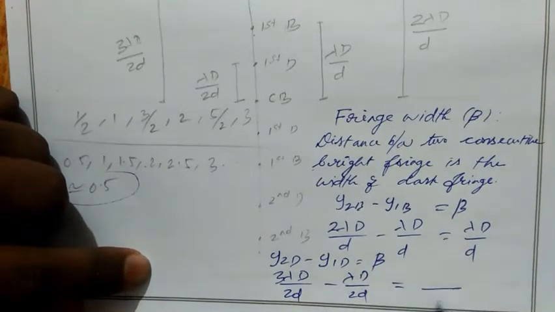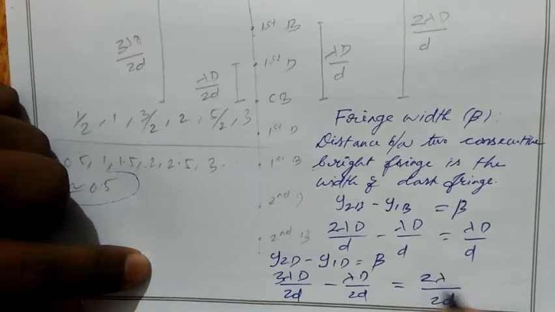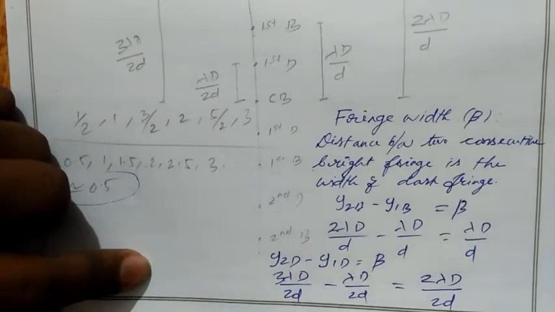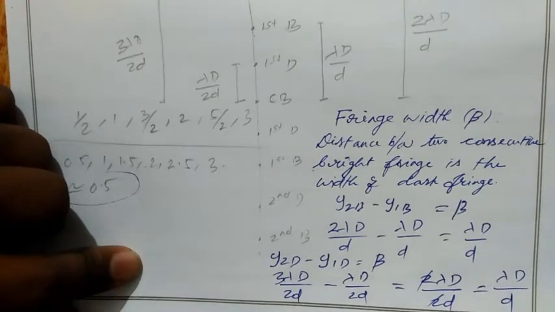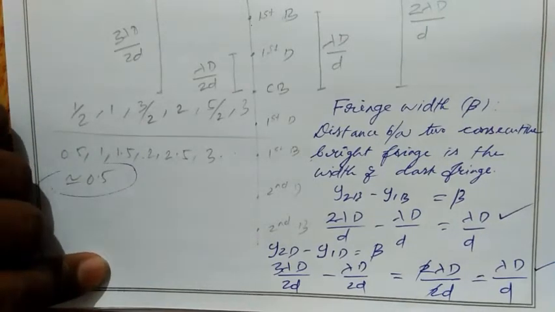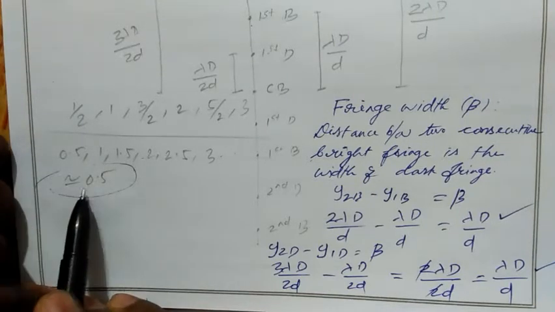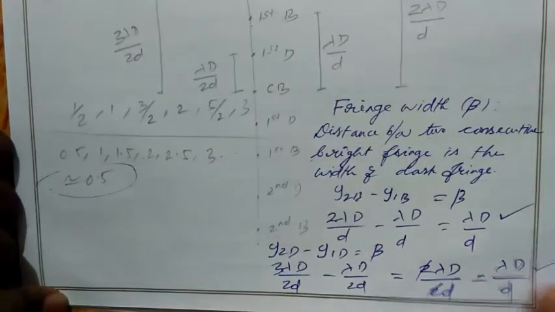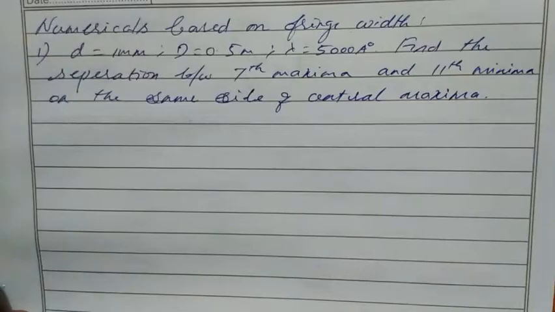Taking 2d common, we have 3 lambda D minus 1 lambda D, that is 2 lambda D. The 2 gets cancelled, then we have lambda D by d. So in both conditions we have the same value, lambda D by d. So the fringe width of dark as well as bright is the same, that is 0.5 for each distance, or in formula we can write lambda D by d. Now we solve some numerical problems based on fringe width.